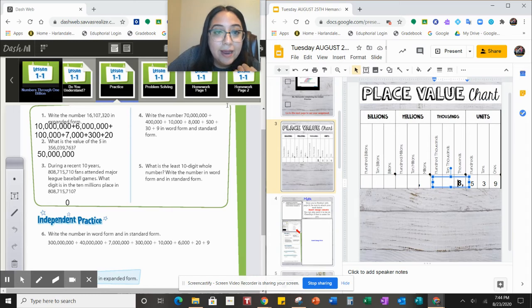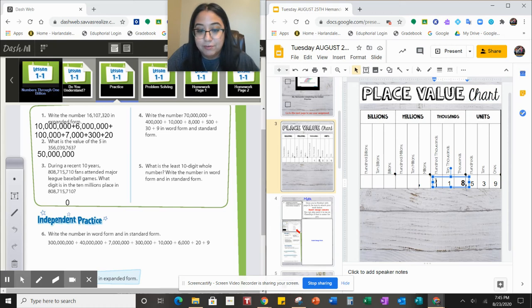And then we have 10,000, so it'll be a 1 in the 10,000s place right there. And then 400,000, so I'm going to go to the 100,000s and put a 4. And then we have ones, tens, hundreds, thousands, 10,000s, 100,000s, millions, 10 millions. So it's 70 million. That 7 is in the 10 millions place, so I'm going to go ahead and put that there.